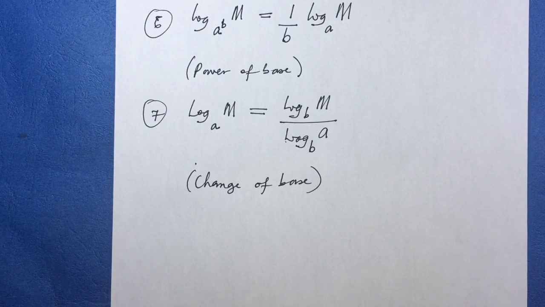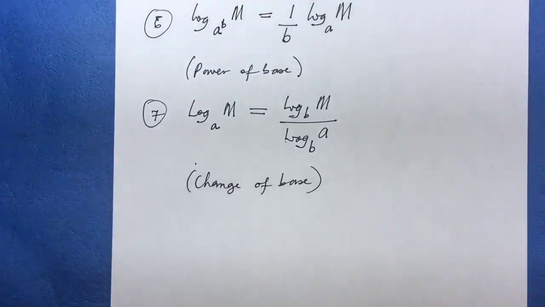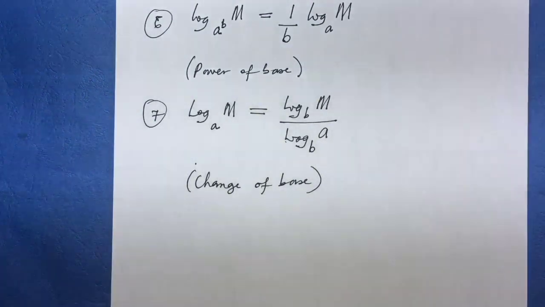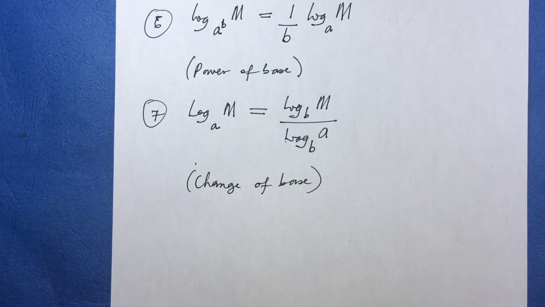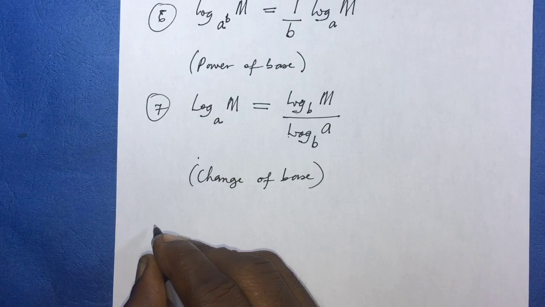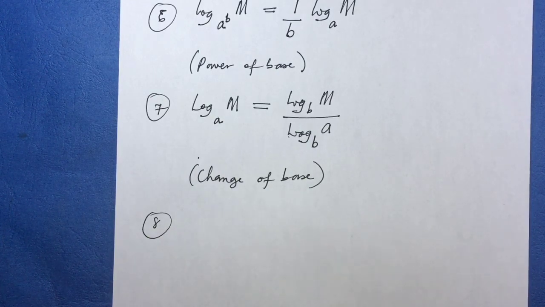Okay? It tells you that it is possible to change the base of a particular logarithm to a new base. And for you to do that, it will take you taking the ratio of the logarithm of that number in the new base to that of the logarithm of the former base in the new base. So it is called the law of change of base.